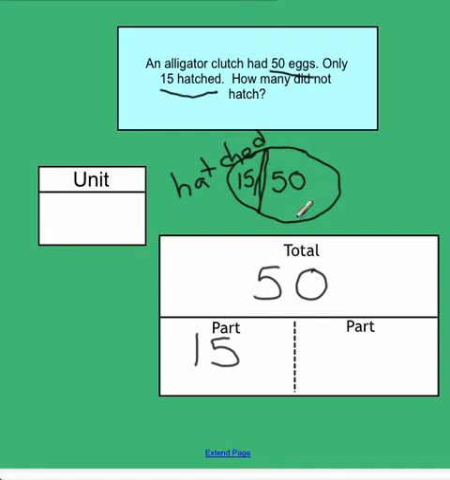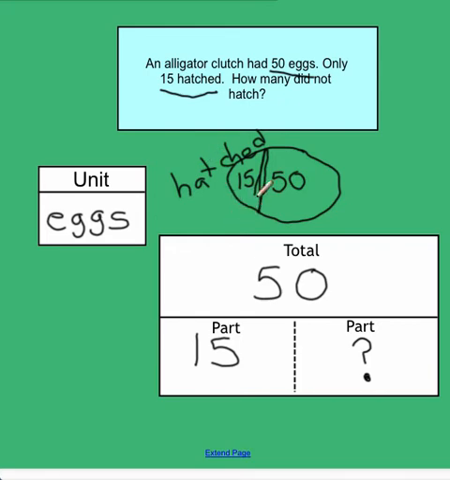What I need to figure out is what part over here did not hatch. Here's my 15, and some of these eggs over here out of the total of 50 did not actually hatch. This is where my question mark's going to go. My unit is still eggs.